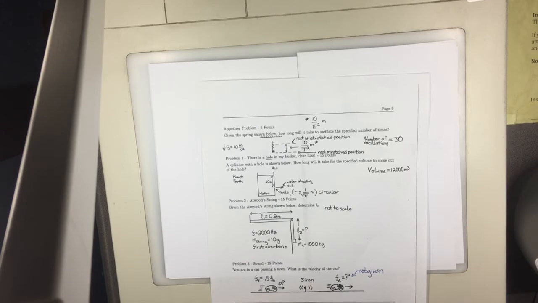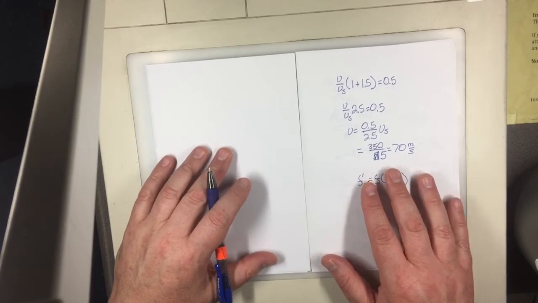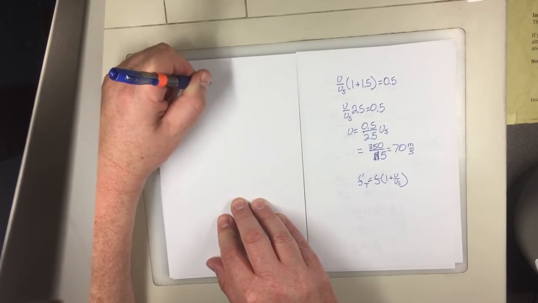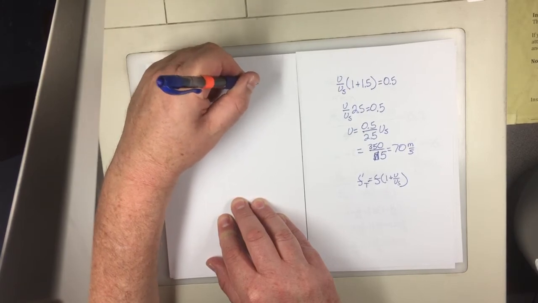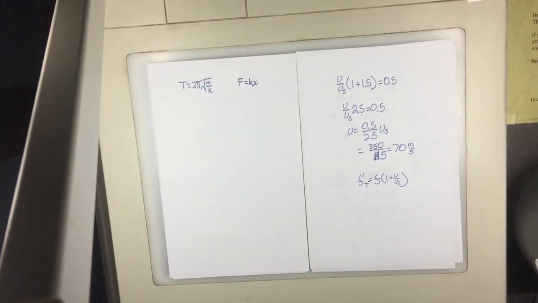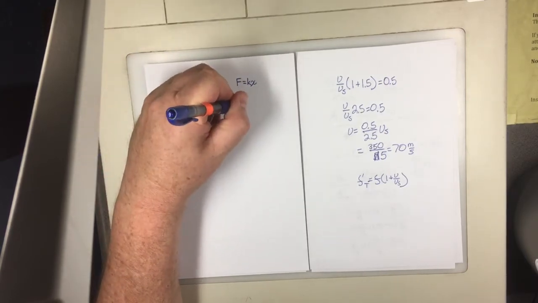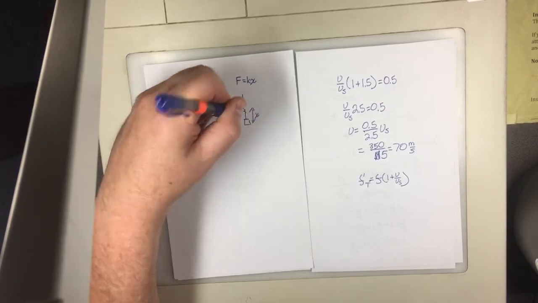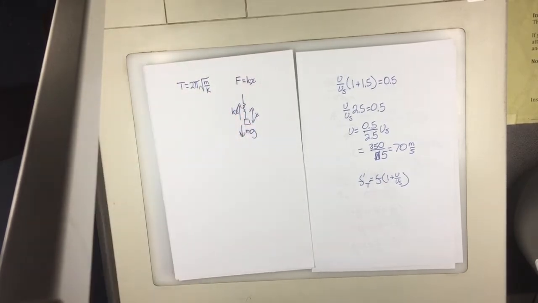You've got a spring and you've got oscillations. So the two equations I would immediately write down are T equals 2 pi root m over k, and F is equal to kx, the magnitude of Hooke's law. In this particular equation, it's stretched a particular distance. So there is a kx up and there is an mg down.